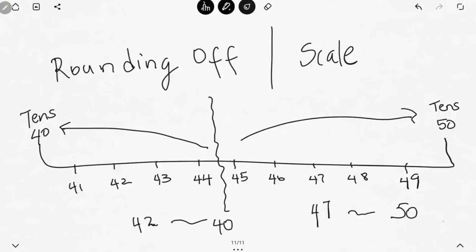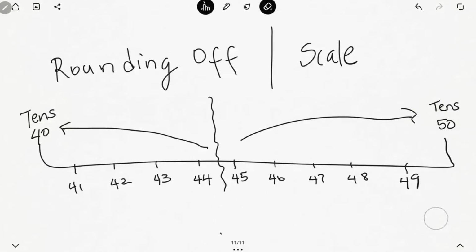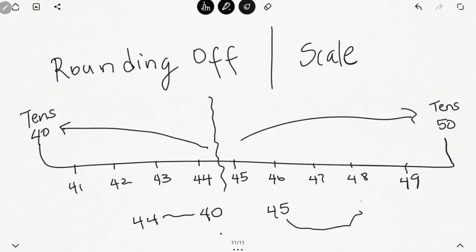That would be 50. Okay, let's do another example here. We're keeping the same scale between 40 and 50. And let's say we were asked, how do we round 44? Well, as we can see from our chart, 44 is rounded down to 40, because anything from 44 down to 41 has to be rounded down. If we had 45, 45 would be rounded up to 50.